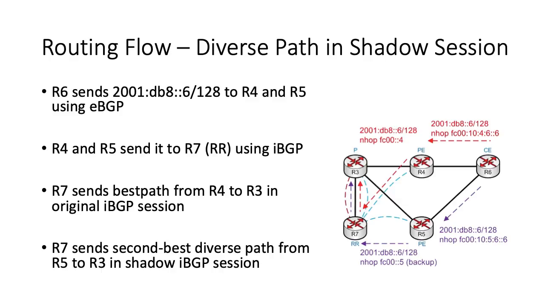We saw previously that iBGP routers like R2 and R3 didn't know about the backup path via R5. With two iBGP sessions from R3 to R7, R3 can receive two different routes from R7. The shadow session is used to exchange the diverse path, which enables R7 to advertise a second best option to R3. R3 would then have both paths and therefore be able to make a local determination as to which one is best, or possibly enable multipath. Note that creating the shadow session also requires a new set of loopback addresses advertised into IS-IS.